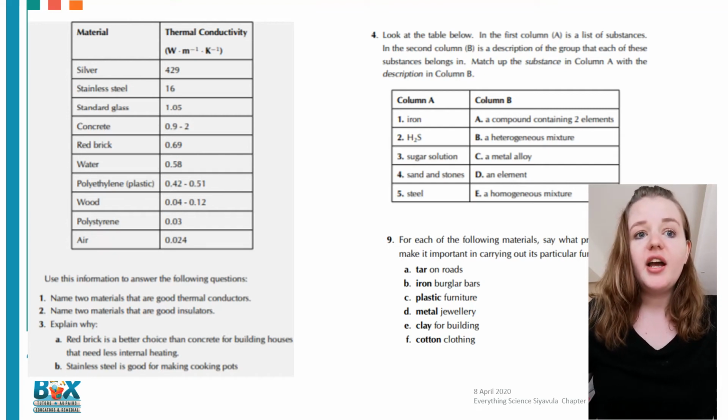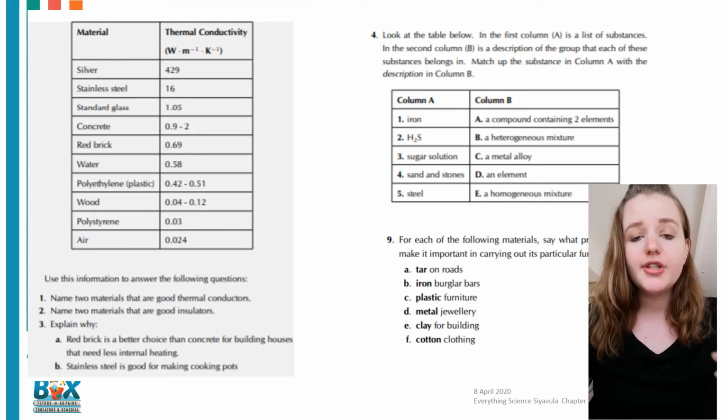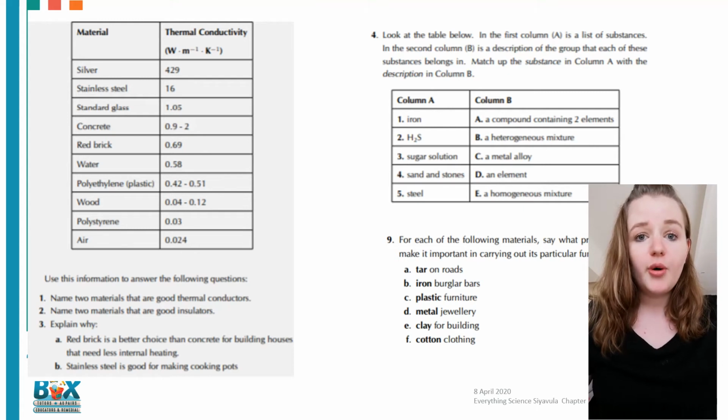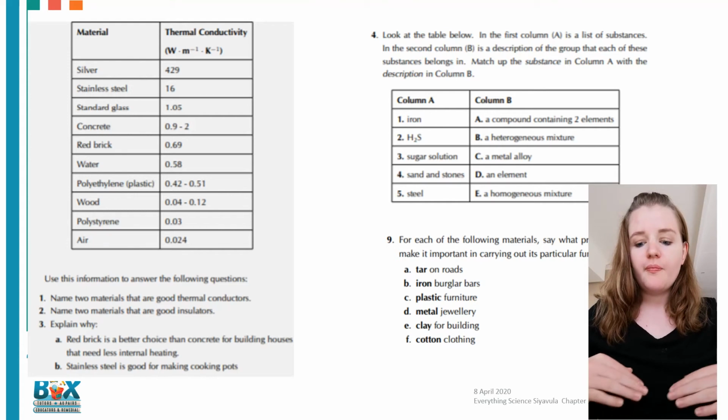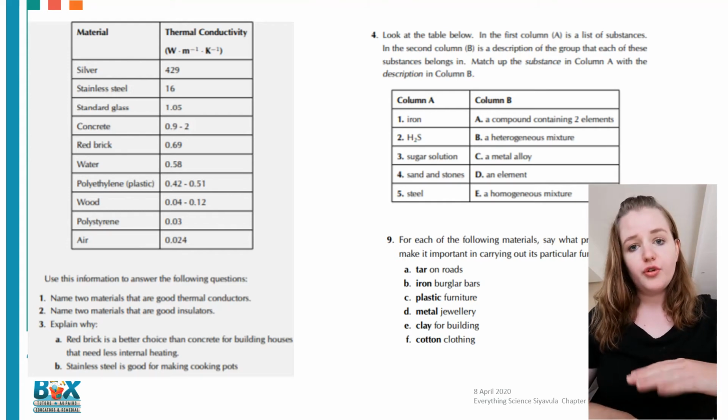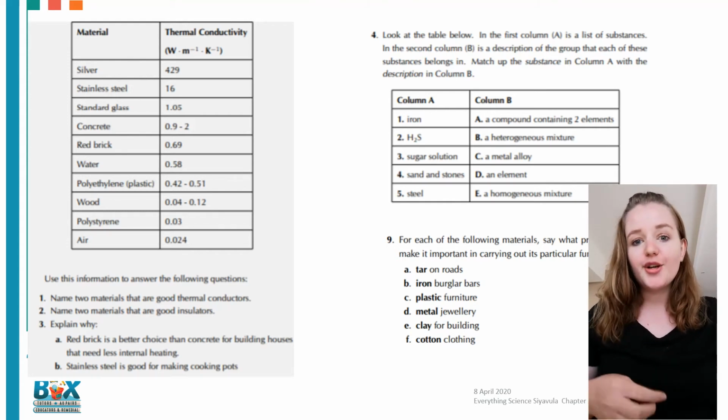Next, stainless steel is good for making cooking pots. So stainless steel has a very high, well, not as high as silver, but a high thermal conductivity. So this means it will allow heat to travel through it. So the reason why it's good for cooking pots is that when you put it on the stove, the heat will transfer from the bottom through it into your food and it will cook your food. So it makes a good cooking pot.